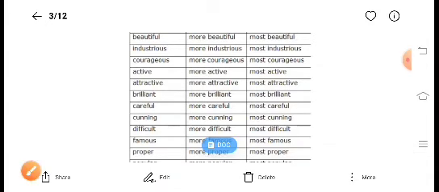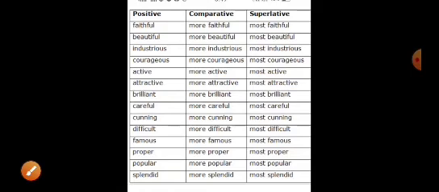Then more difficult, mathematics is more difficult than English. And mathematics is the most difficult subject. That is, mathematics is compared with all other subjects. So it is the most difficult subject.